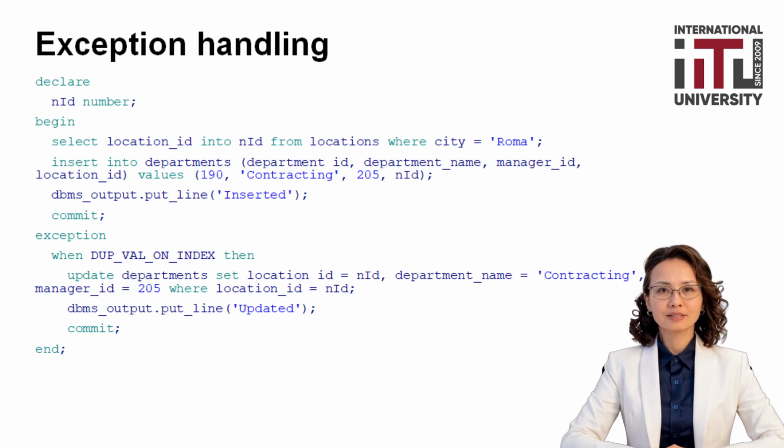If the department ID already exists, the DUP_VAL_ON_INDEX exception is raised. In that case, we update the existing department with the new values, print updated, and commit the changes. This demonstrates how PL/SQL exceptions can be used to handle unique constraint violations safely.